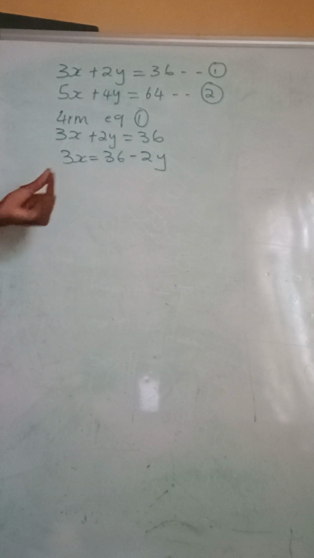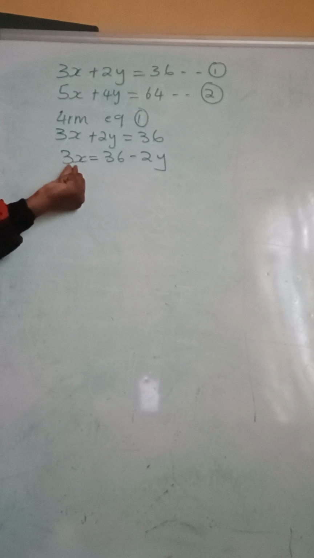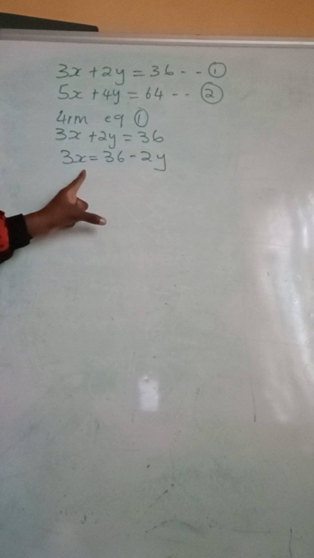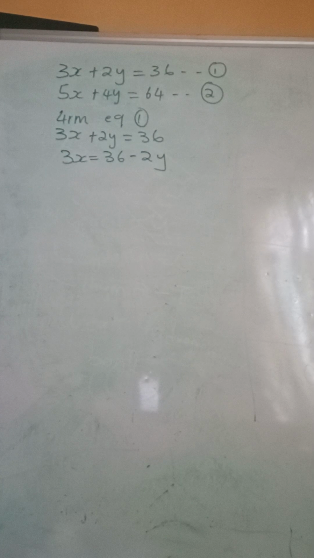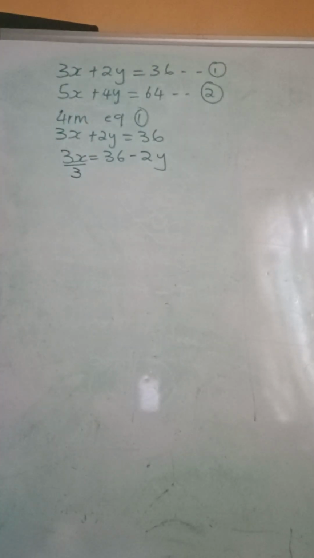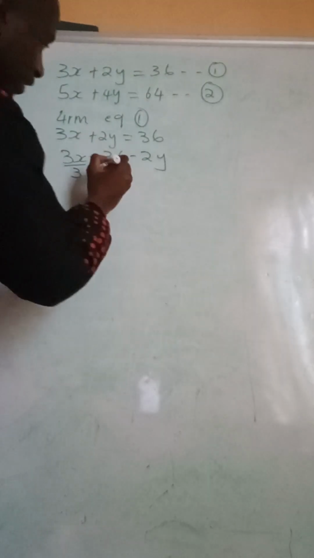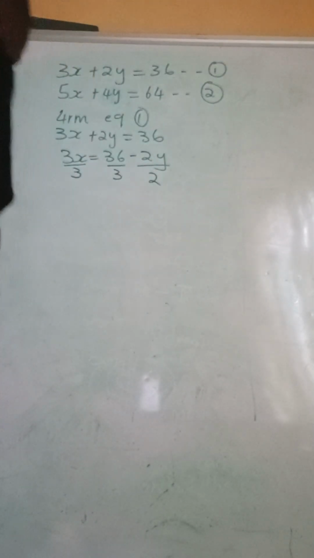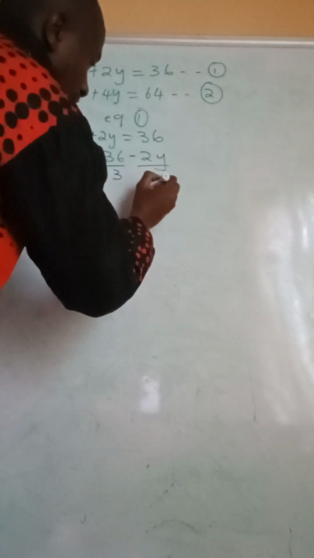So now from here, what I normally say to my learners is that we are not looking for 3x. We are looking for x, meaning we are solving x. We are making x the subject of the formula. So what am I going to do? I'm going to divide this side by 3. But mathematics says what you do on the left side, you must also do on the right hand side. So I divide 36 by 3. I divide even negative 2y by 3.